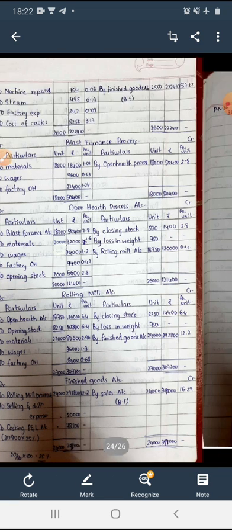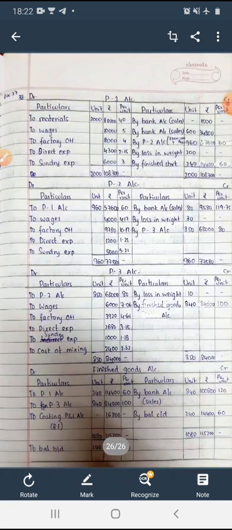See page number 37 and question number 38. See the problem. In a chemical factory, the product passes through 3 manufacturing processes, that is P1, P2, P3. The following details are extracted from the costing records of the company for the month of February 2005.